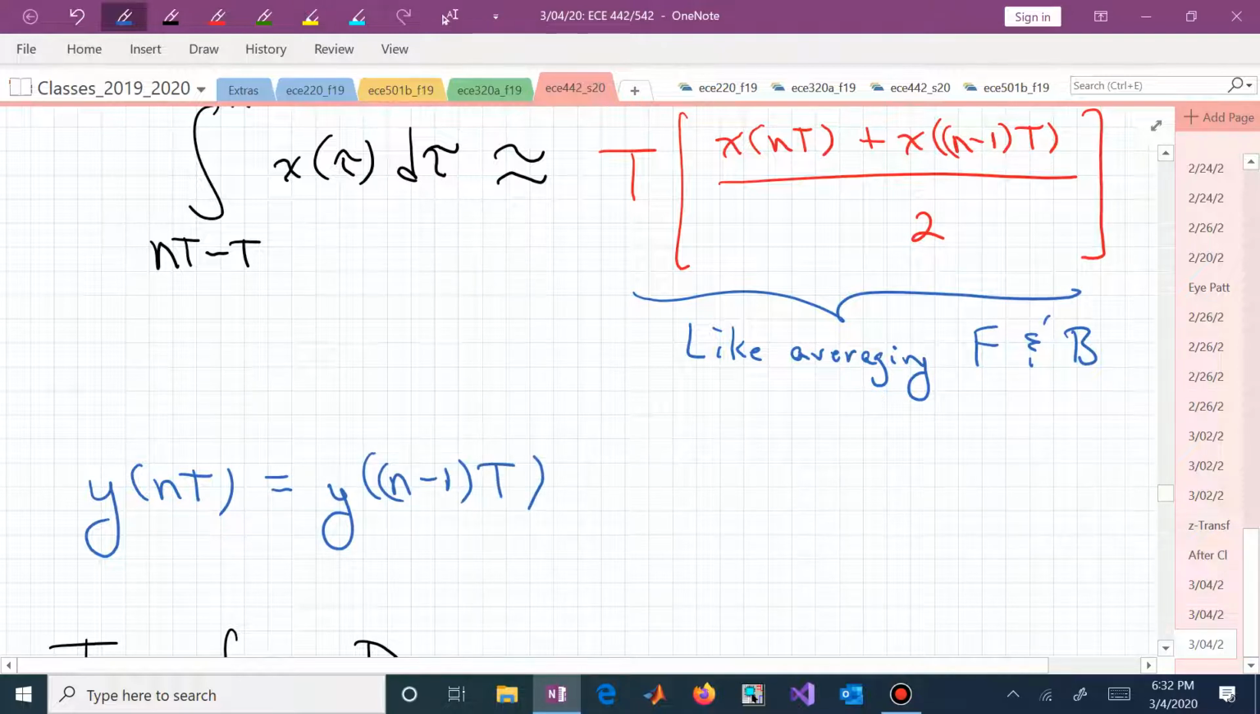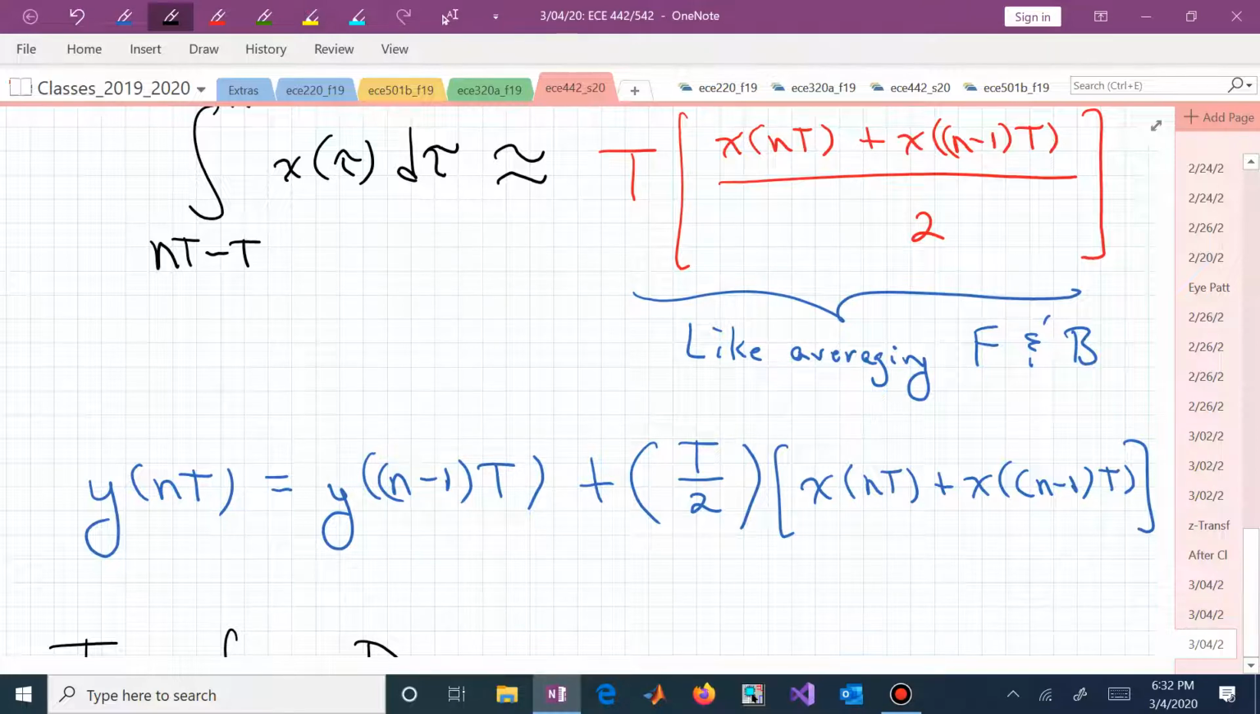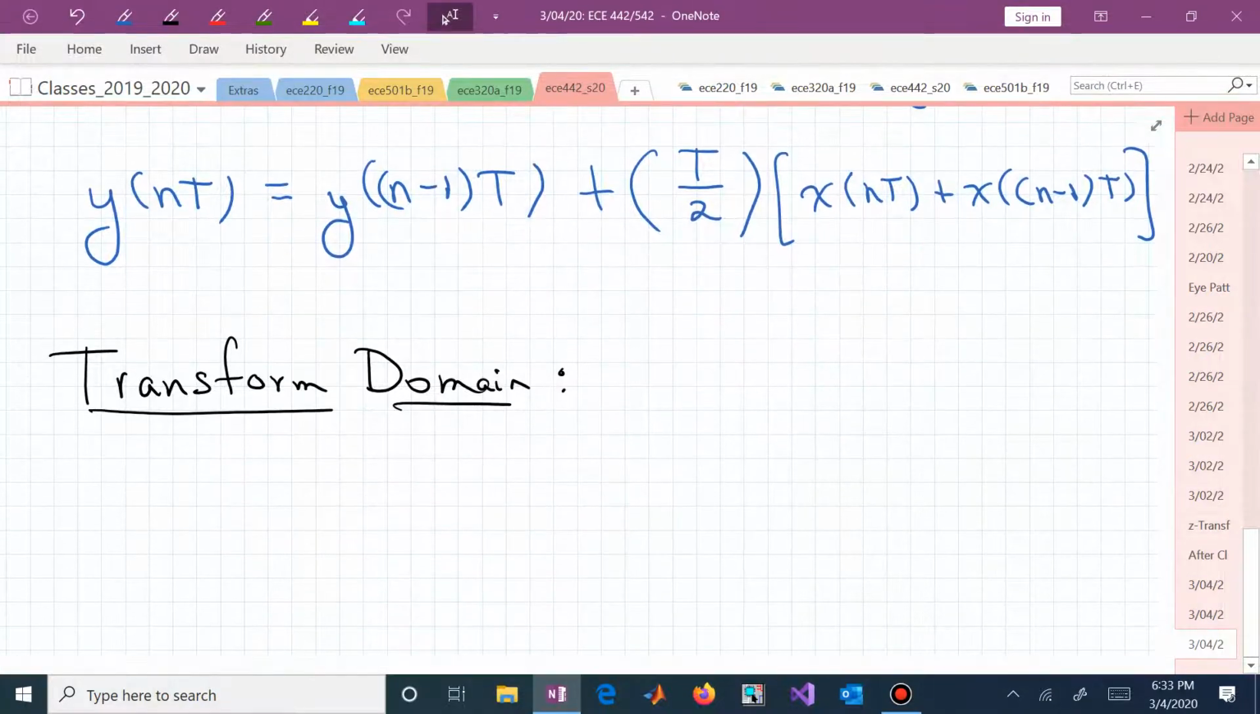minus 1 times T plus, and let me change this up a little bit, that's capital T over 2 times x of nT plus x of (n minus 1)T. Haven't changed the complexity really of the approach. The expression just involves a few more terms. Let's take this into the transform domain. And what do we have?